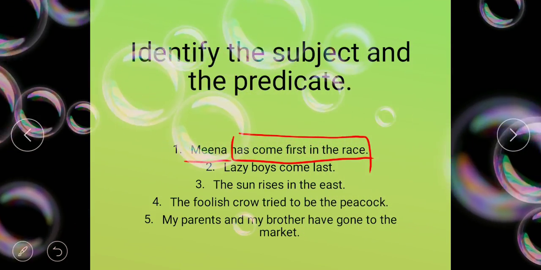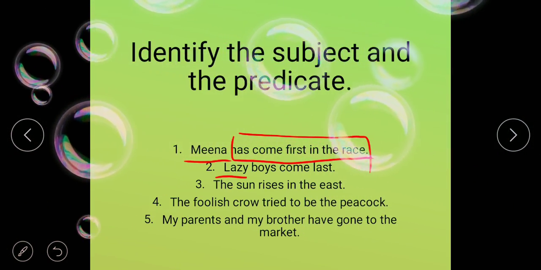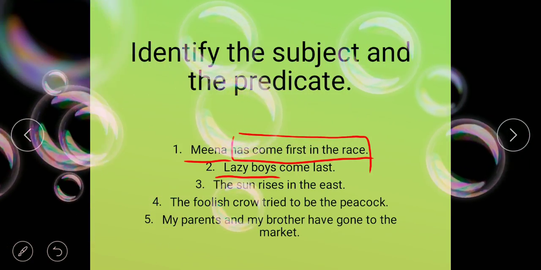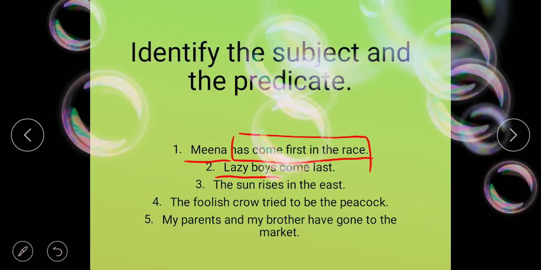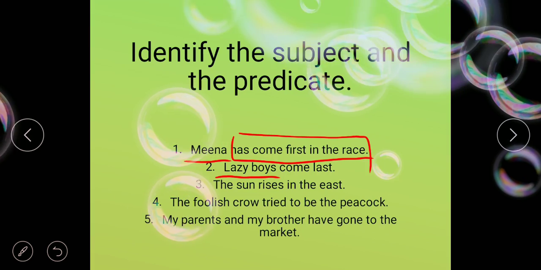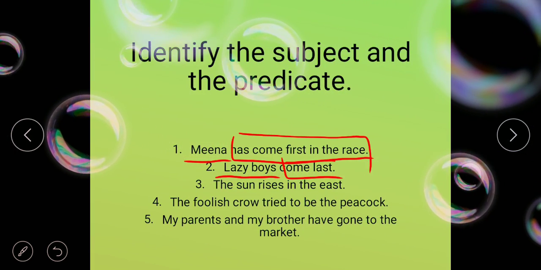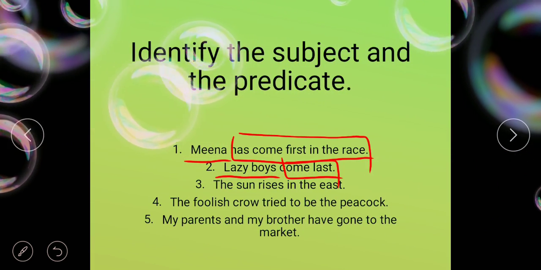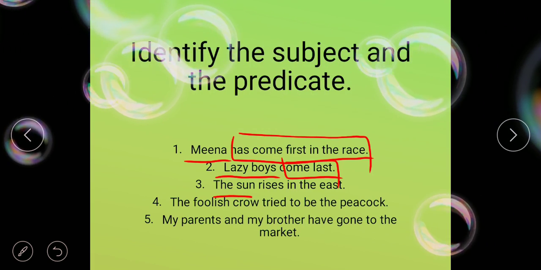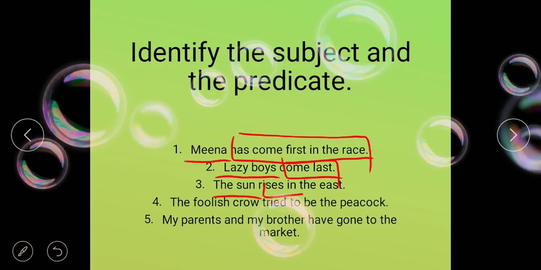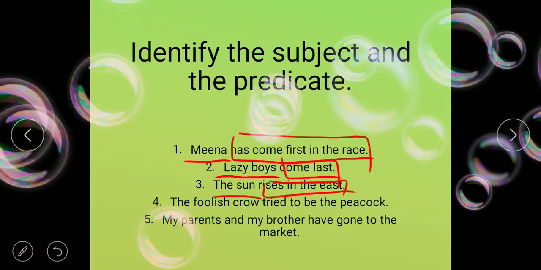Second one, lazy boys come last. Lazy boys. We are talking about lazy boys. So lazy boys is the subject and come last is the predicate. The sun rises in the east. The sun is the subject and rises in the east is the predicate.